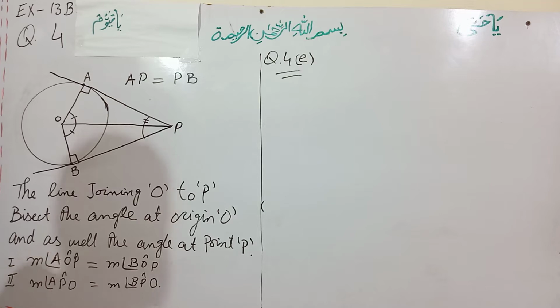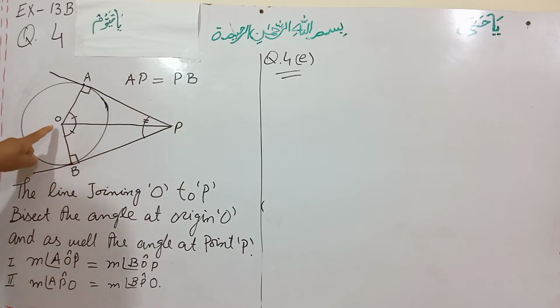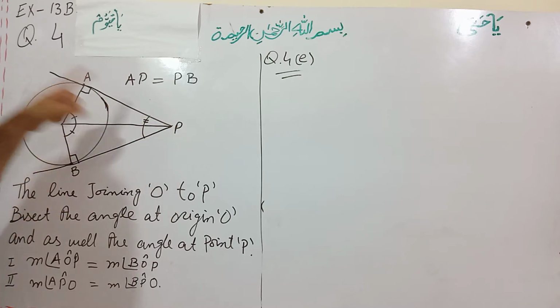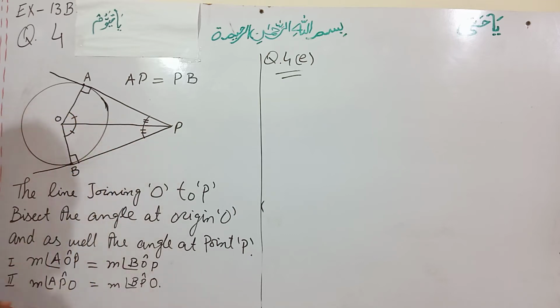Before this we have done question 4 parts A, B, C and D with the help of these properties of the circle. Number 1, tangents from an external point are equal in length. Number 2, the line joining O to P bisects the angle at the center as well as the angle at P. Both the angles at P are equal and bisected. So using these properties, now look at question 4 part E.